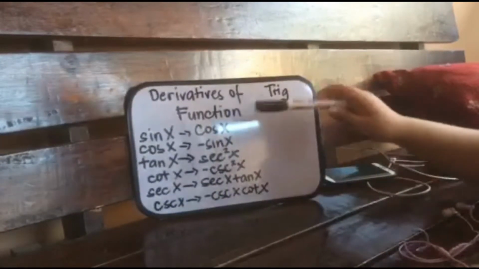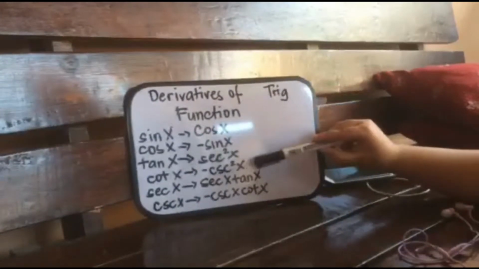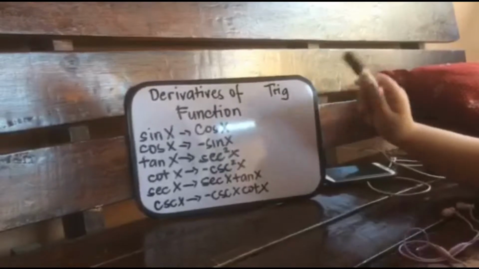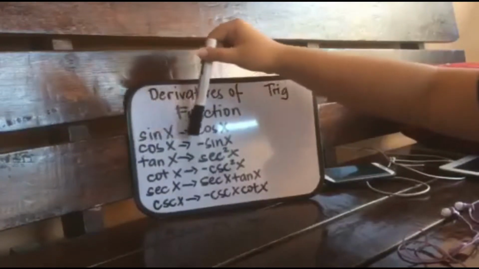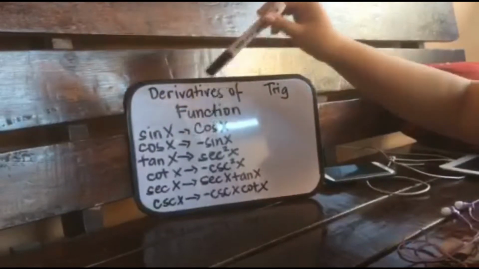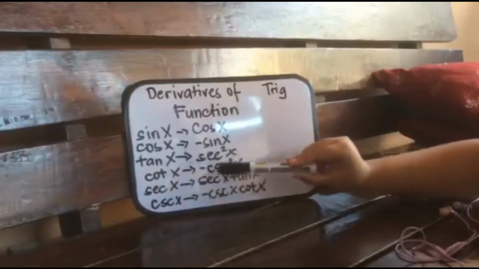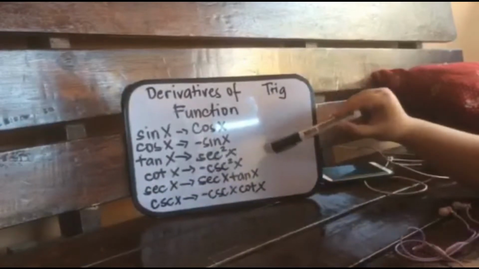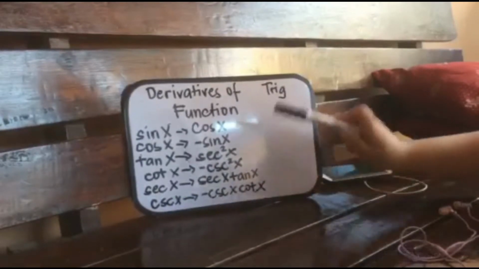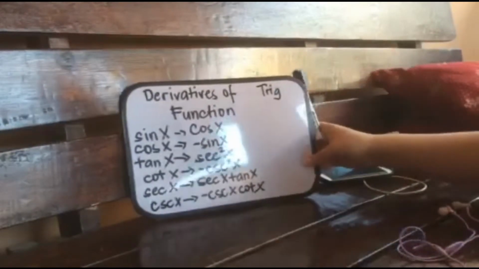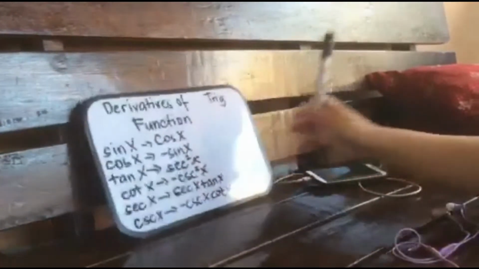So, lagi niyong tatandaan na pag dinerivative mo ang cosine, cotangent, and cosecant, ang derivative nila ay negative. So, tulad nga na sinabi ko kanina, pag cosine x, it is equal to negative sine x, and for cotangent x nga, negative cosecant squared x, and for cosecant x, negative cosecant x cotangent x. So, here are the derivatives of the six trigonometric functions.